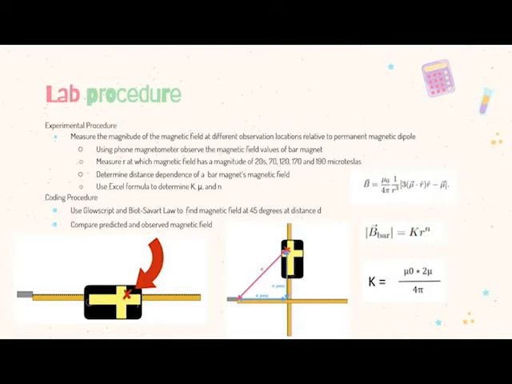Finally, we will use VPython code and Biot-Savart's law to find the magnetic field at 45 degrees at a distance of d, and we will compare predicted and observed magnetic fields at this location.